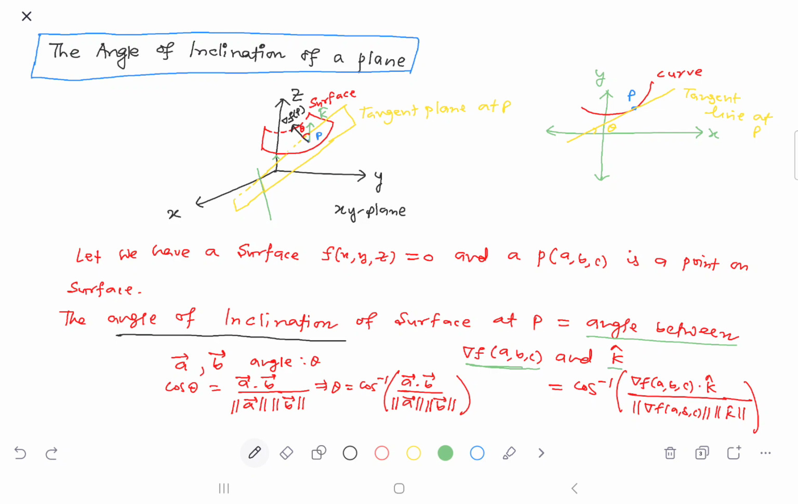So every place we are looking at the application of the gradient vector. Every time in this chapter we are calculating the gradient of a function. Let me tell you one example.